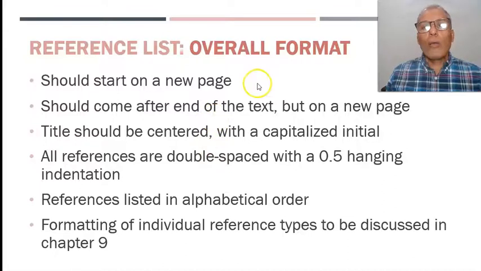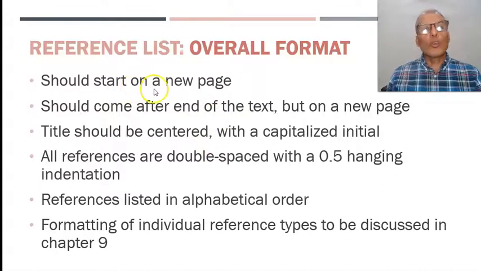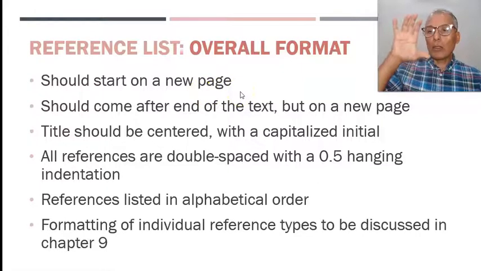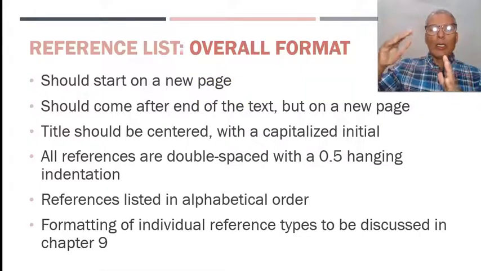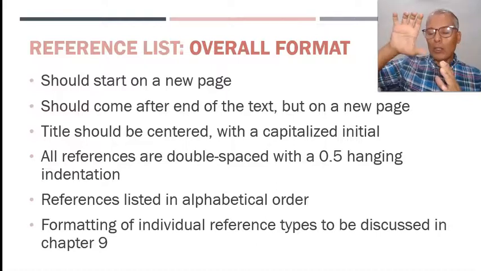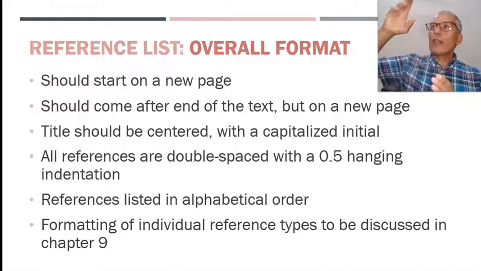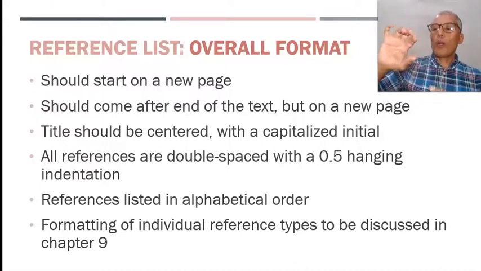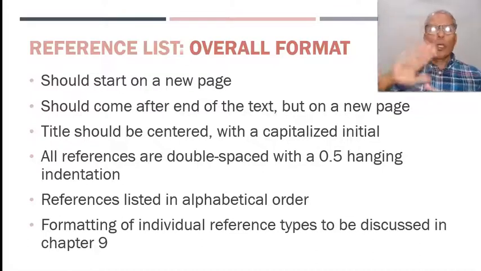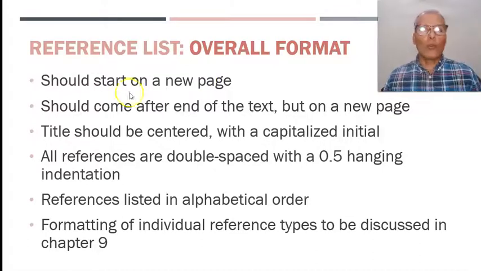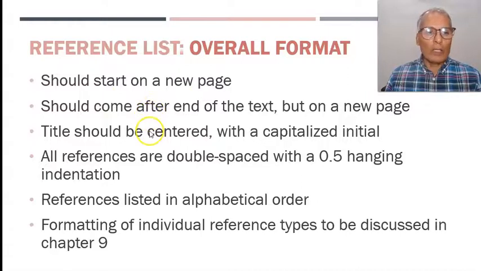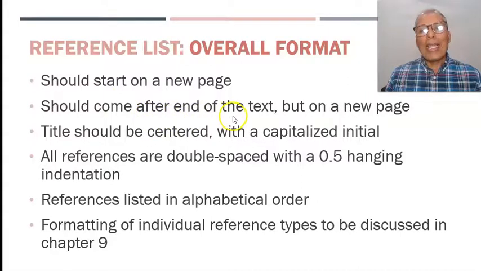So overall format, the paper should start on a new page. For example, the title and the text, the body, starts on a new page by itself. Then the reference list: even if the end of the body of your paper comes in the top third of the page and there's a big space below, no, you have to start a new page for the reference list. It should come after the end of the text, but on a new page.